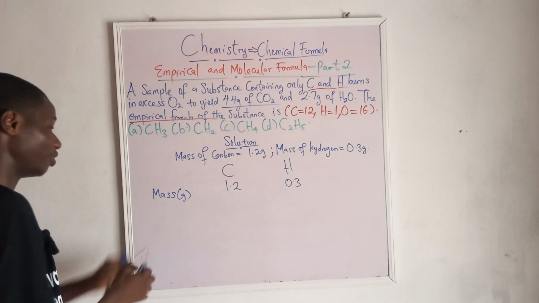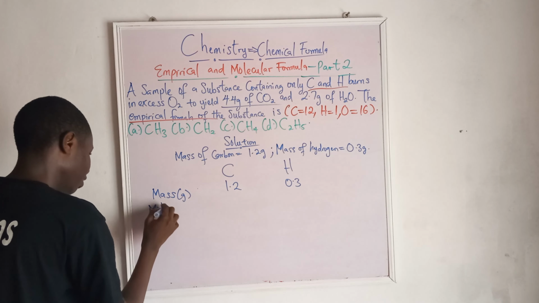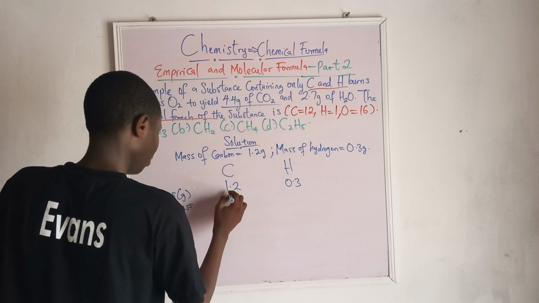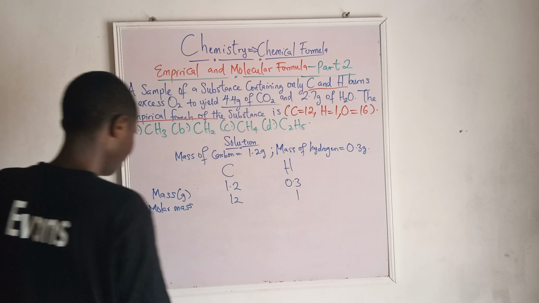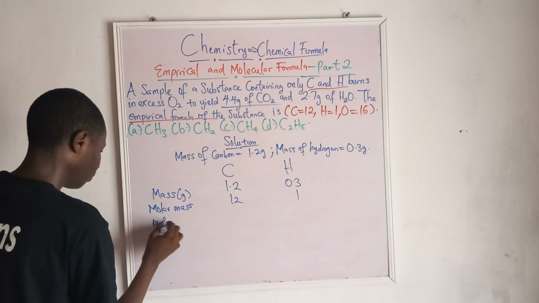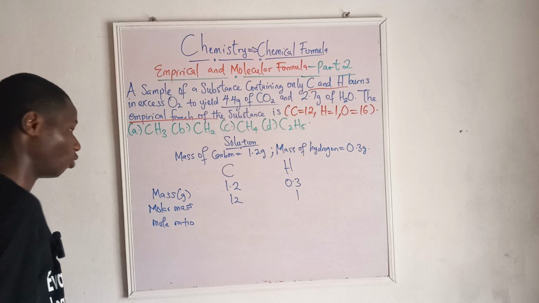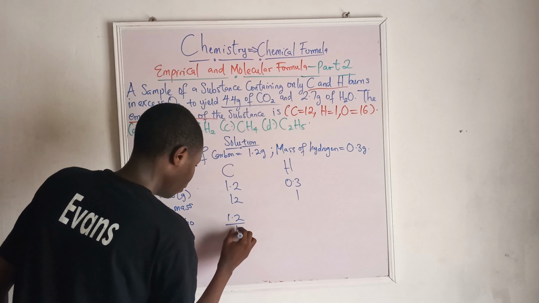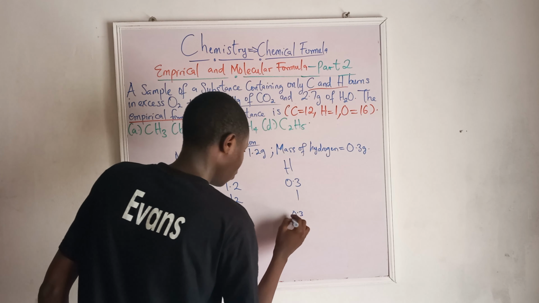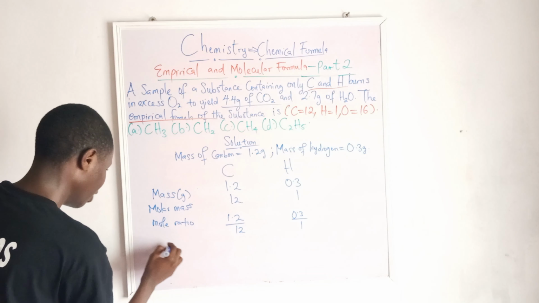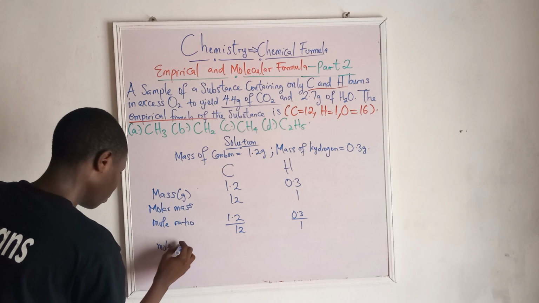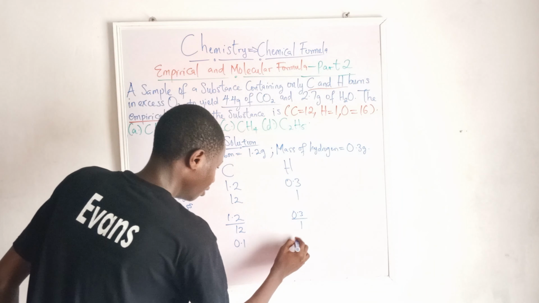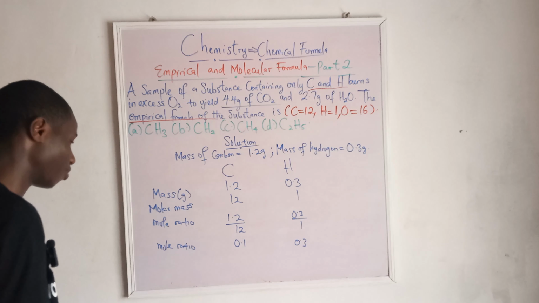Now the next thing we are doing is the molar mass. What is the molar mass of carbon? That is 12. Hydrogen, 1. Then the mole ratio. So what is mole? Mass over molar mass. That will be 1.2 over 12, 0.3 over 1. So what do we have, still under mole ratio? 0.1, 0.3.